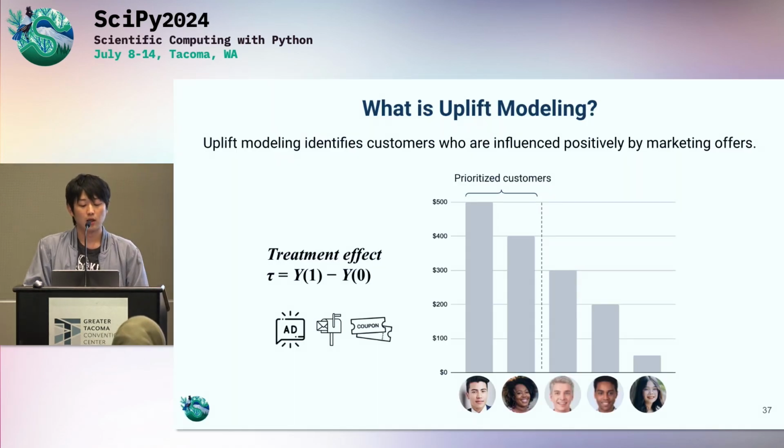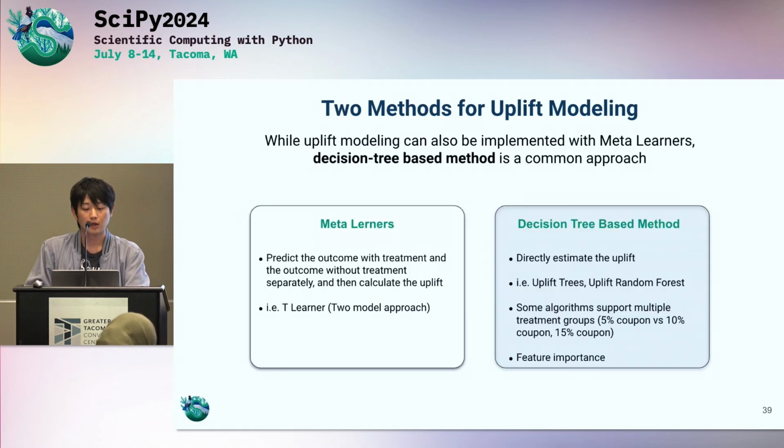So what's uplift modeling? The key question is, who should we target to maximize sales? Uplift modeling helps identify customers who are more likely to purchase when treated than when not treated. This is especially useful for cost-intensive marketing. And there are two methods for uplift modeling. The first method is the meta-learners, and the second one is a decision tree-based approach.